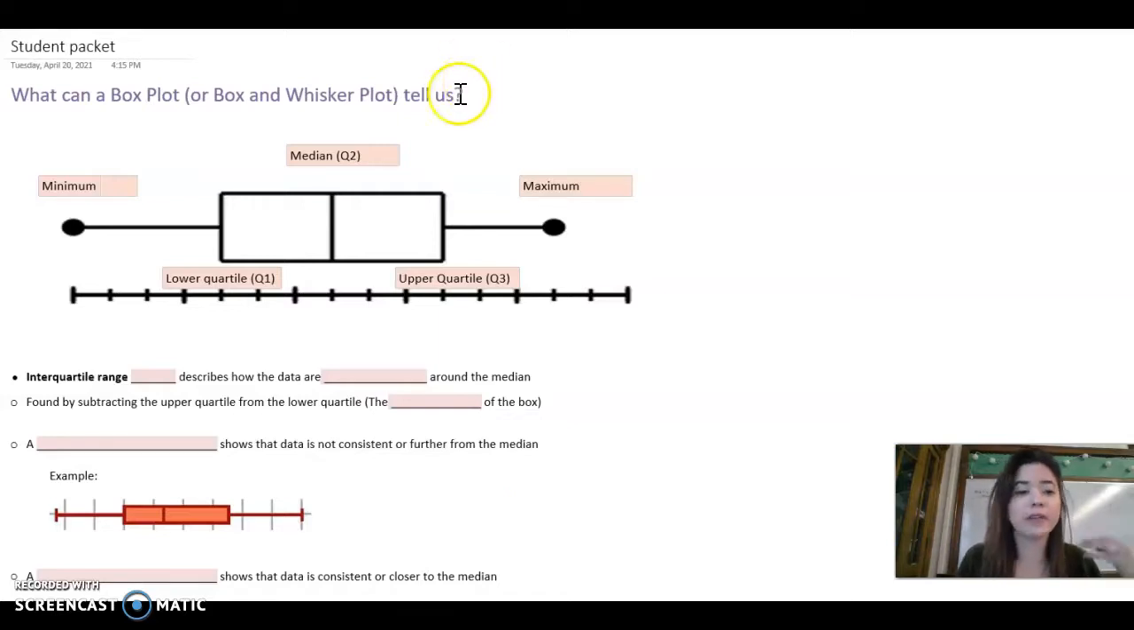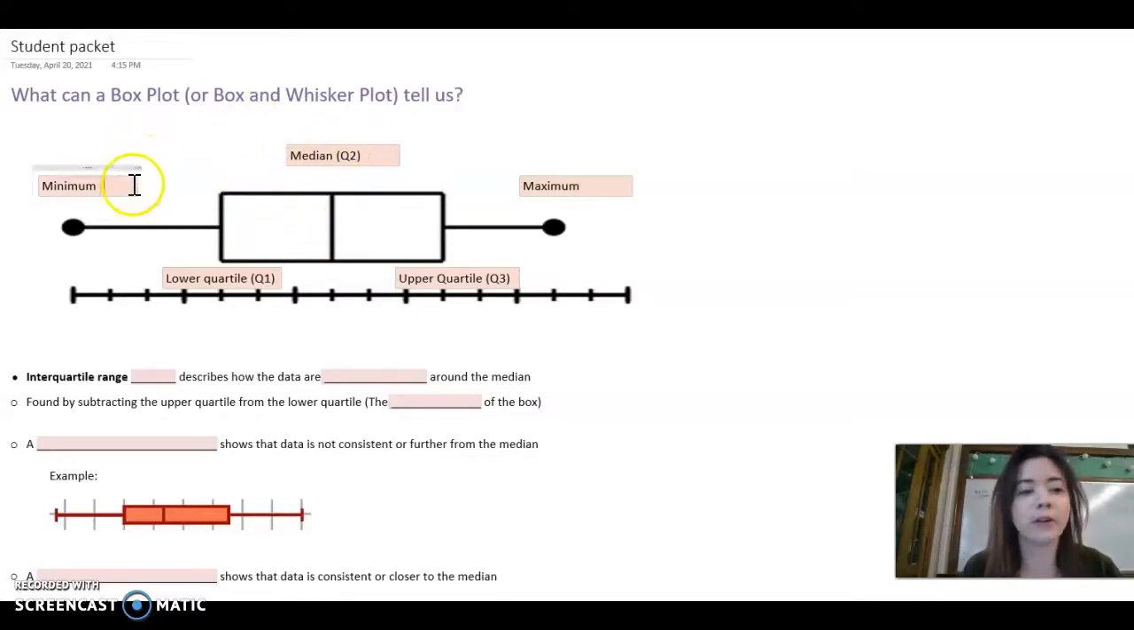I'm back for this one because this is kind of where things really matter. This is the nitty-gritty, what I want you to walk away knowing: how to look at a box plot and pull information from it and analyze it.